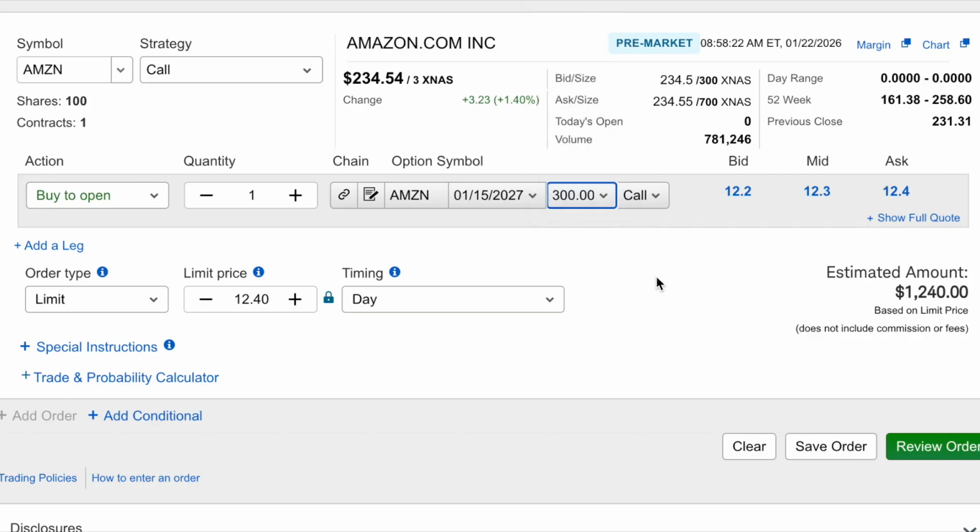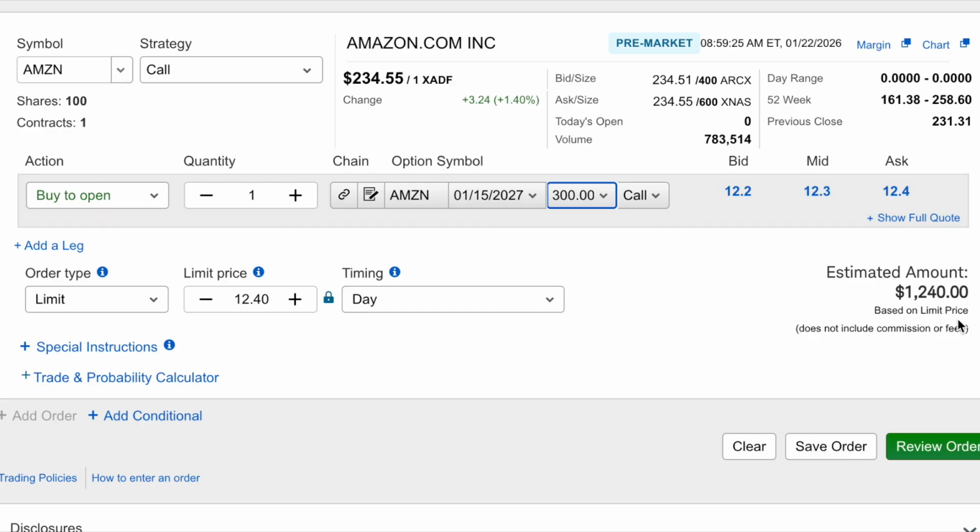So this means if I would buy this call option, that the fellow investor is agreeing to sell their shares at $300 up until January 15th, 2027. And the cost of that, if I would buy this call option, it would cost me $1,240. Now, notice Amazon's trading at 234. It's not at 300 yet. But do you see how there's some value to this option? The market, the supply and demand between all the option sellers and buyers, has come to a price of $1,240.